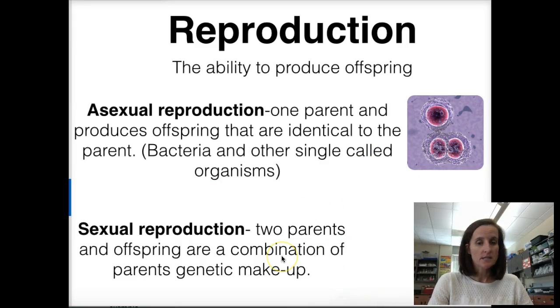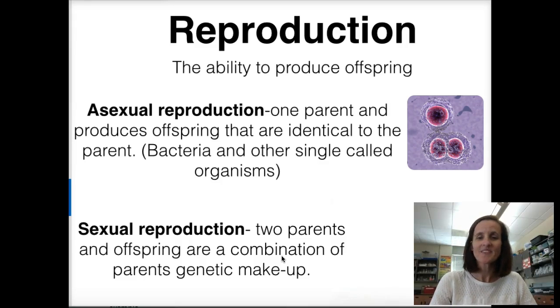We'll also talk about sexual reproduction, where there are two parents and the offspring are a combination of the parents' genetic makeup. So for more complex multicellular organisms, there are two parents where dad donates half the DNA and mom donates half the DNA, and then the offspring is a combination of that genetic information. The information is coming from two separate places, and so the genetic makeup of the offspring is a combination of those two.